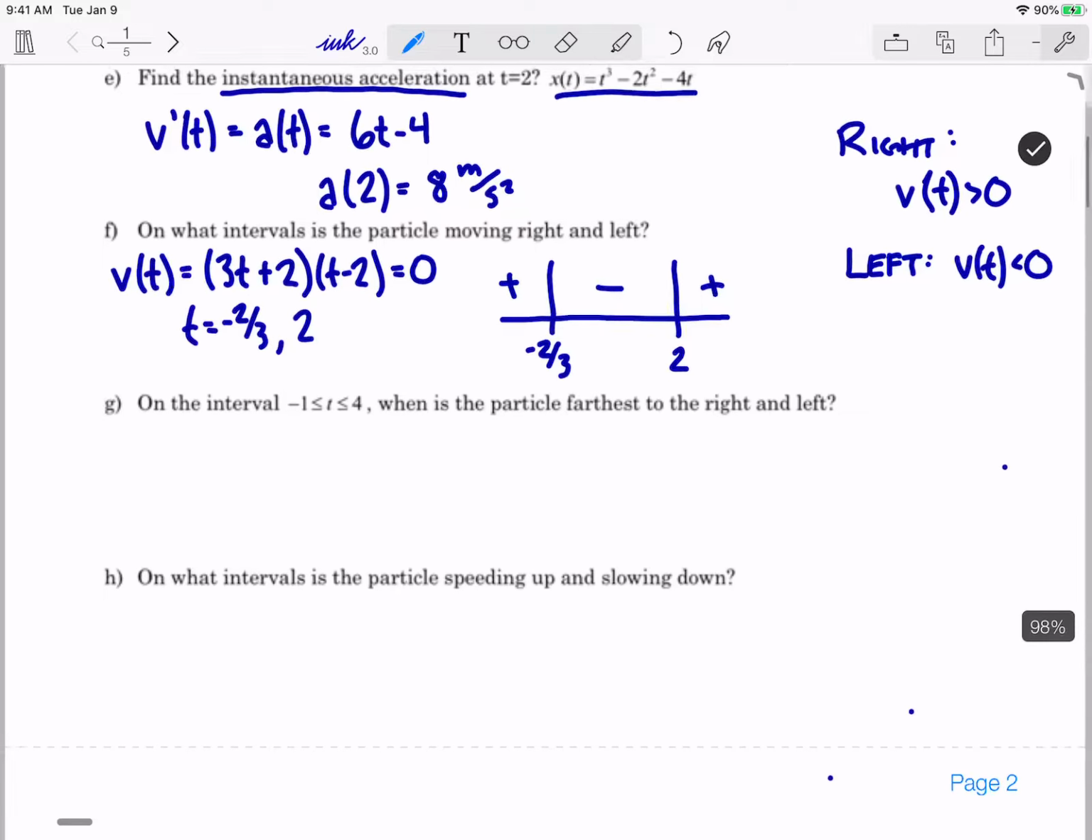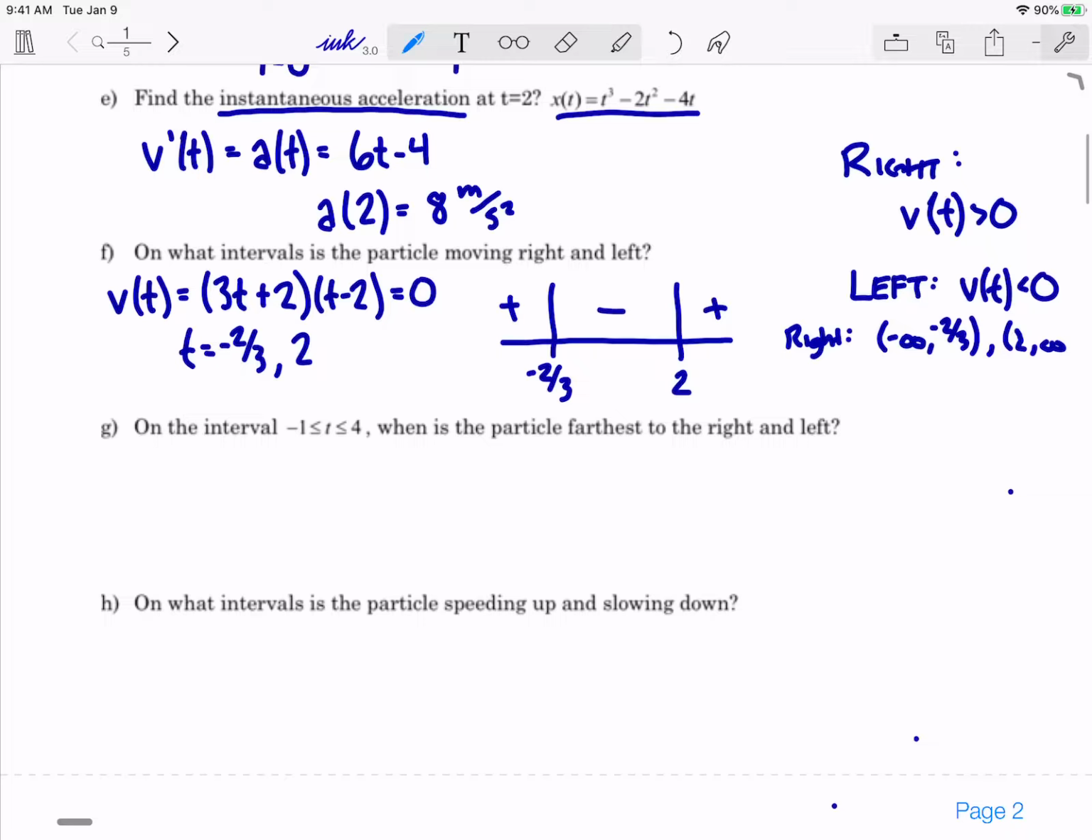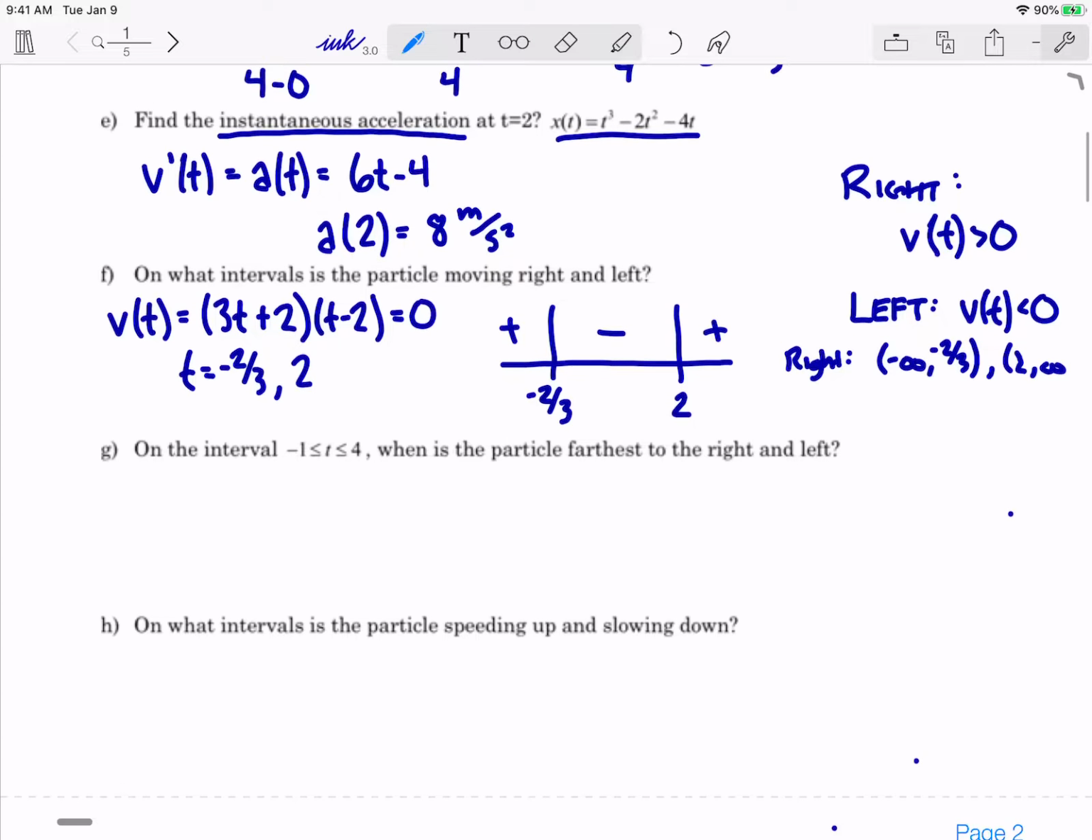So when is it moving to the right? Well, it's moving to the right for negative infinity to negative 2/3 and 2 to infinity. And I might have gone just outside the margins. And it's moving to the left in between negative 2/3 and 2.